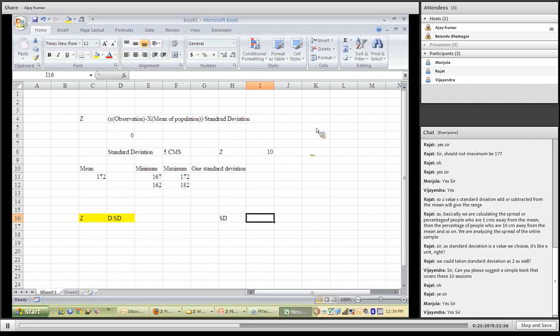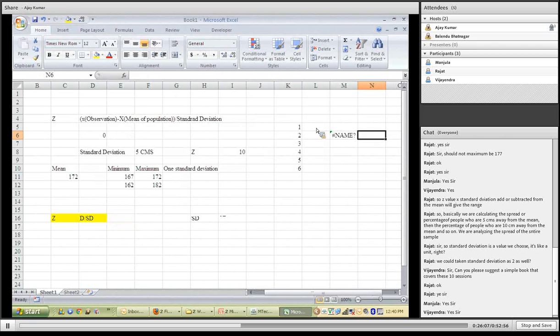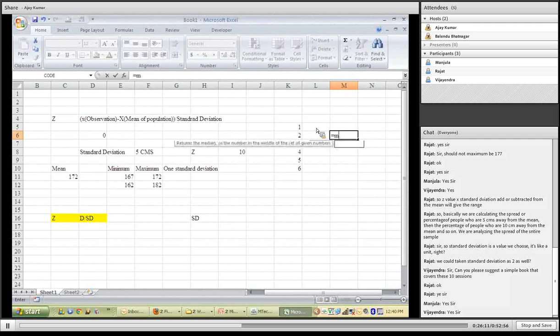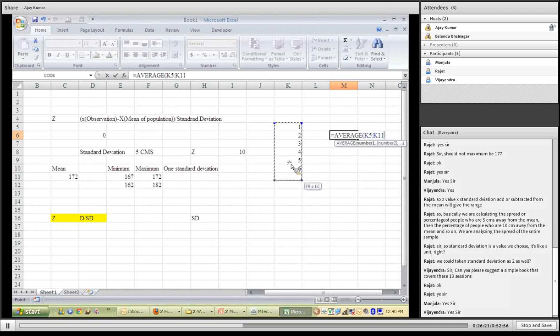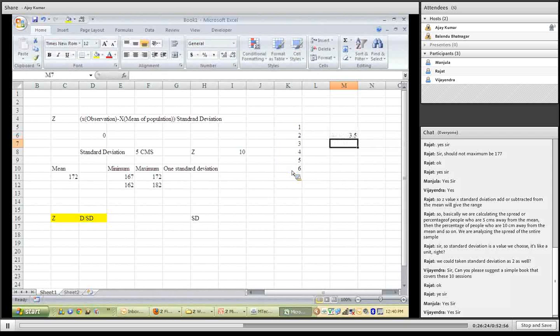Suppose I have 1, 2, 3, 4, 5 and 6. What is the mean of this? Let's calculate the mean. I am trying to calculate the average here, so the formula is average. I get the average of this, and it comes out to be 3.5. All right, now this is my mean. What is standard deviation?